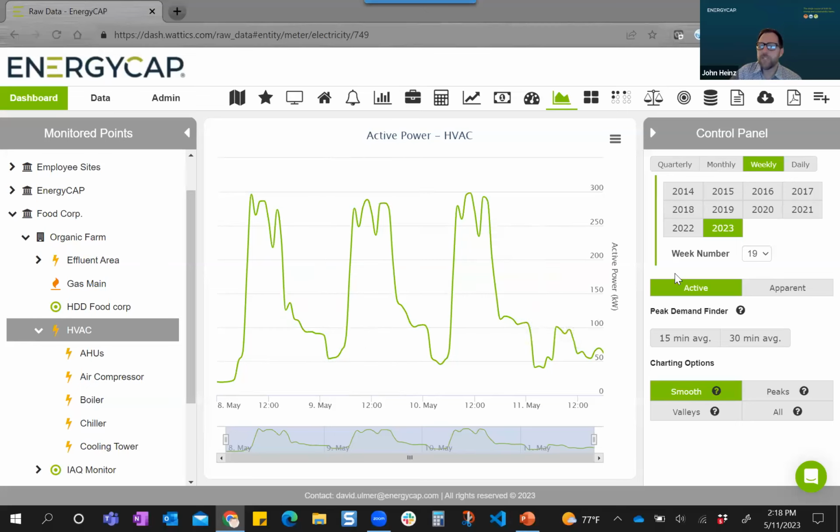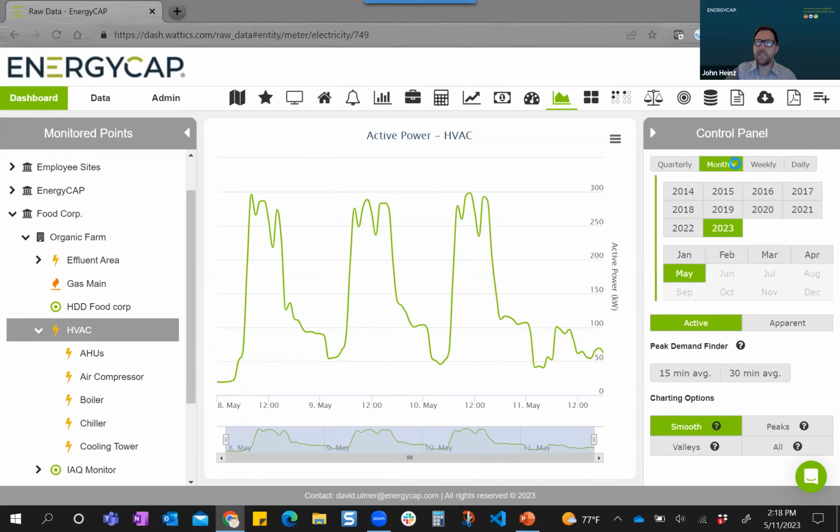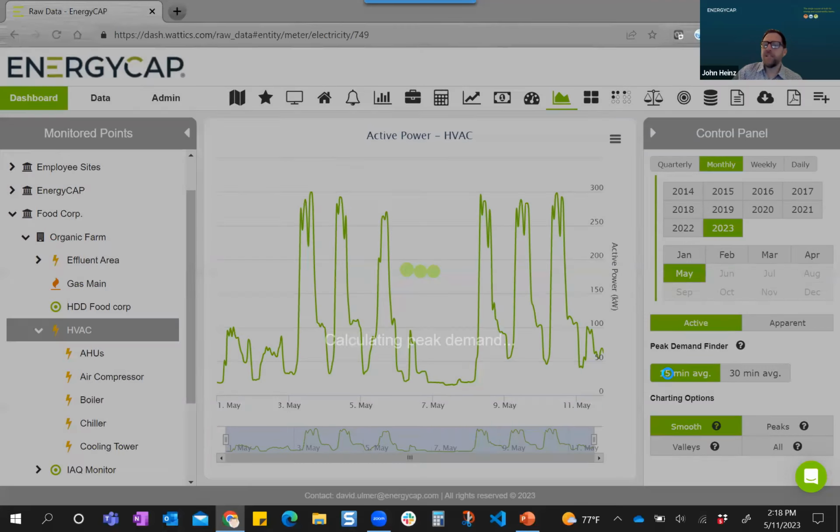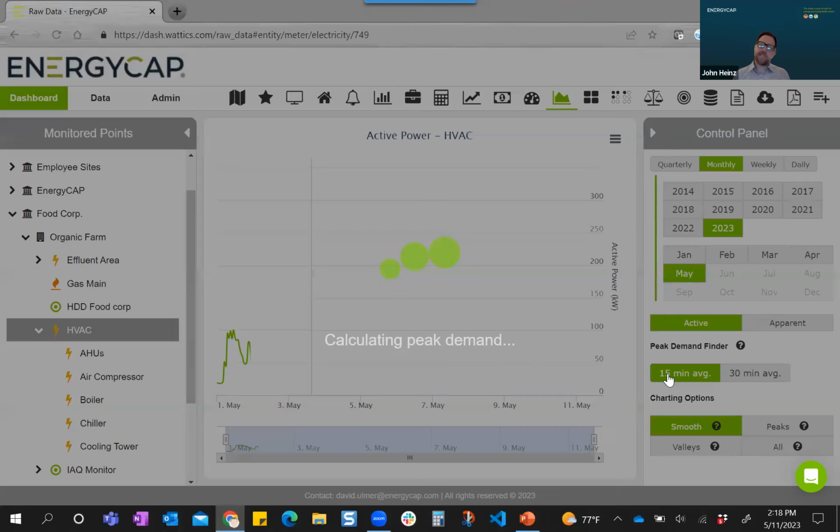So really helpful to look at weekly data, but you can look at it on a monthly, daily, weekly, quarterly basis. A lot of different ways to look at the data. Again, this is the raw data as it's coming in. I can also use it to help with some demand management activities.